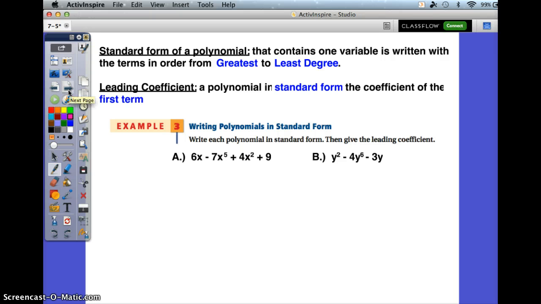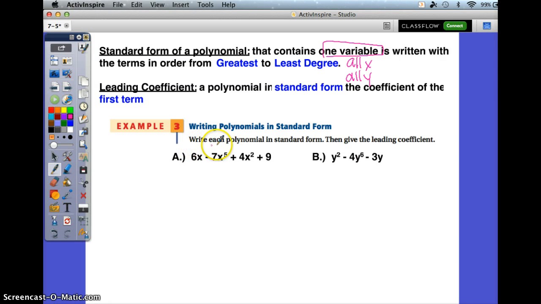Standard form. We've talked about standard form of an equation. There is a standard form that you will always see of a polynomial. This is how you will always work with polynomials. That contains one variable. It's either all x, all y, all z, is written in the terms in order from greatest to least degree. The leading coefficient of a polynomial in standard form is the coefficient of the first term. The best way to understand is just to do it.